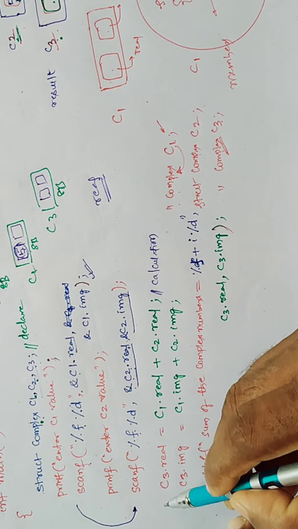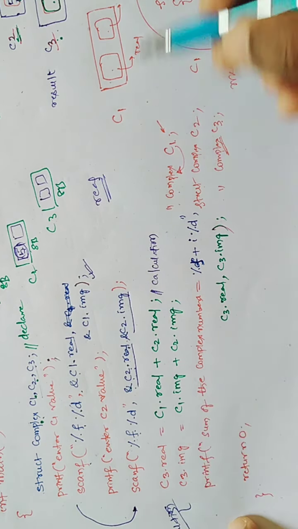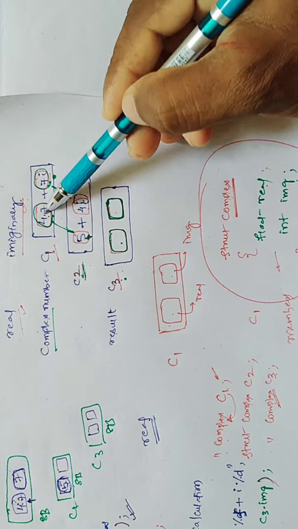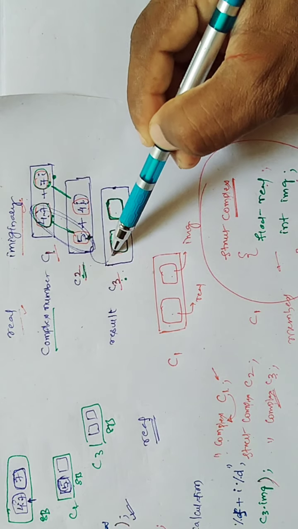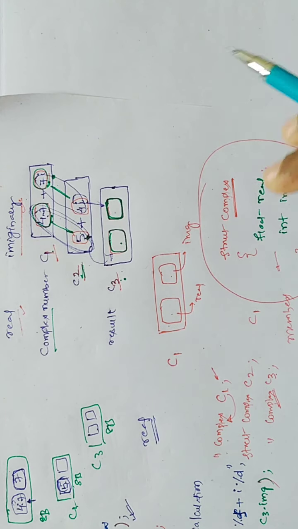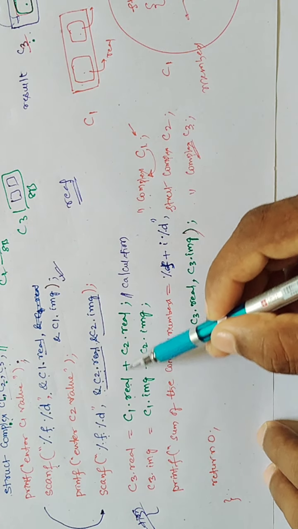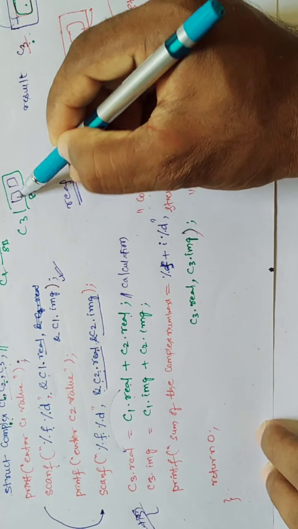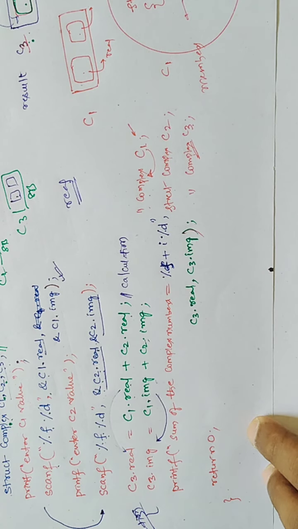Now the question, how to calculate? This is the calculation part. Calculation is very simple. The sum of the real parts of C1 plus C2 will lead to C3. Same way, the sum of imaginary parts leads to the imaginary result. C1 dot real plus C2 dot real will be stored in C3 dot real. Same way, the imaginary parts of the previous two terms will be stored in C3.